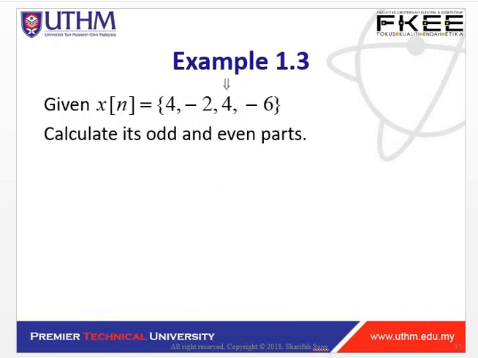Next, we go through another example on even and odd signals. Let's say a given signal x[n] is 4, negative 2, 4, negative 6, and calculate the even and odd parts.